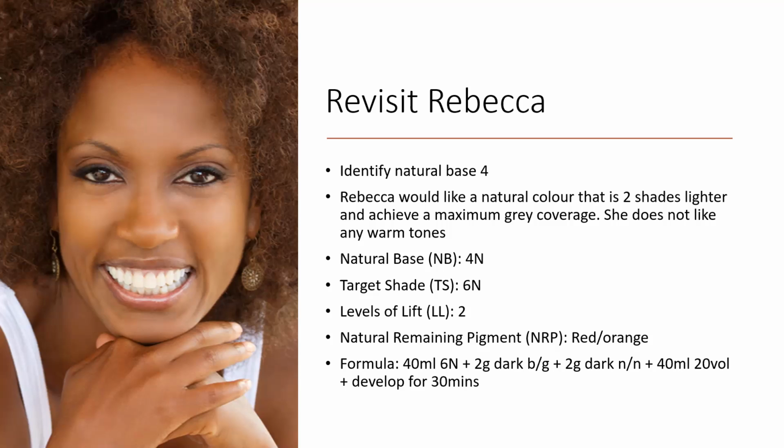So therefore, we're going to use 2 grams of dark BG, our blue-green, to neutralize the red and the orange in there. But we're also going to add in there 2 grams of dark NN, because we want to ensure we get that grey hair coverage. 20 vol is our developer or our color catalyst, and we're going to leave it on there for 30 minutes.